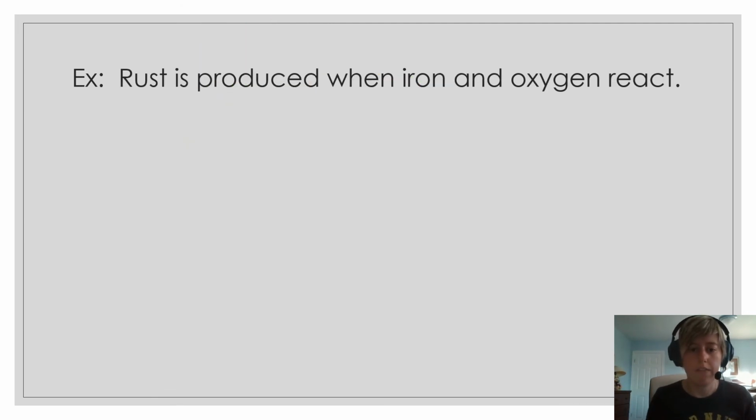All right, so we have our last one here. Rust is produced when iron and oxygen react. So I have rust, I have iron, and I have oxygen. So let's read it again. Rust is produced. So here is a little bit of a warning sign. Rust is produced, so that means rust is my product, because "is produced" denotes that this is my end result. So that means rust has to be on my product side.